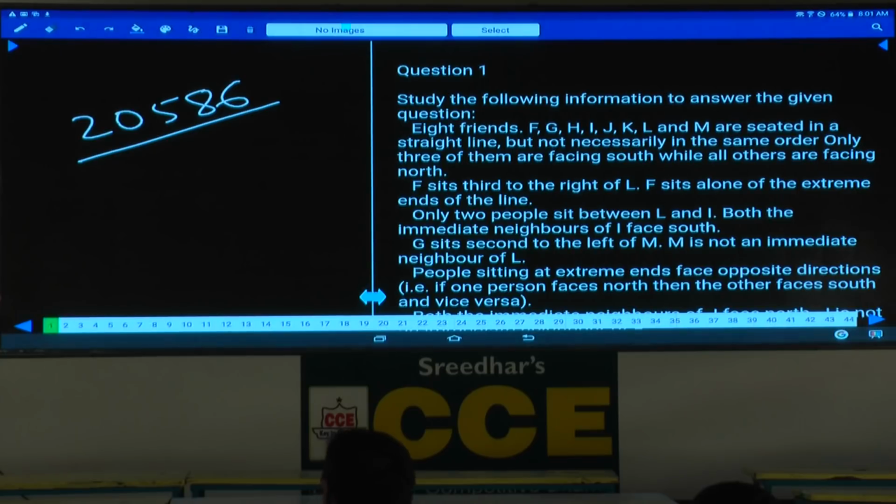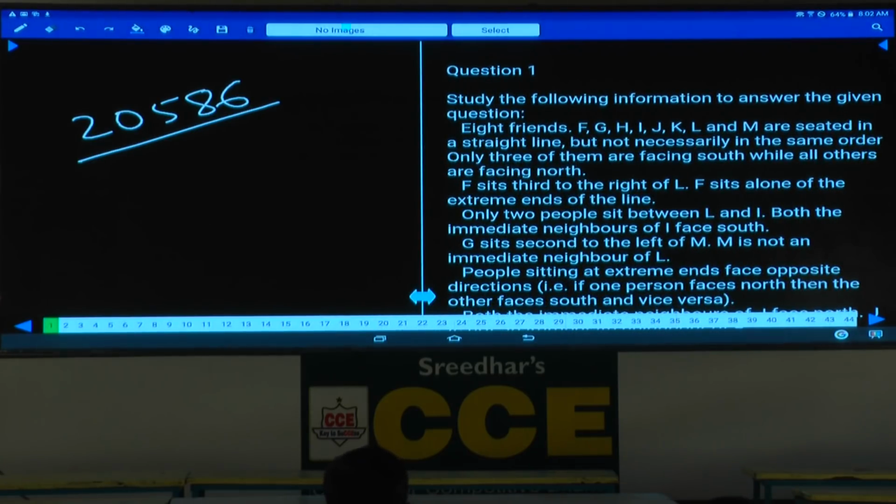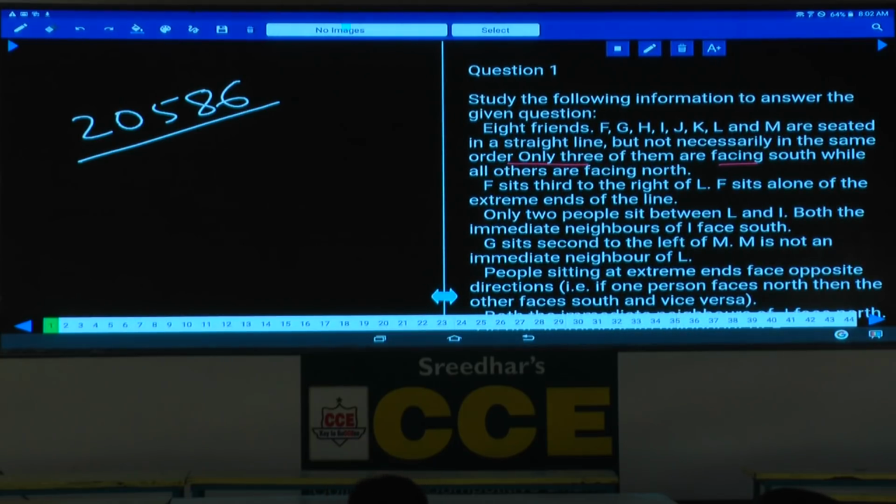Now these questions are based on row arrangement. How many persons are there? There are 8 persons. And who are those 8 persons? F, G, H, I, J, K, L and M are seated in a straight line, but not necessarily in the same order. And only 3 of them are facing south. Now in this one information specifically given, 3 of them are facing south and the remaining 5 are facing towards north, isn't it?